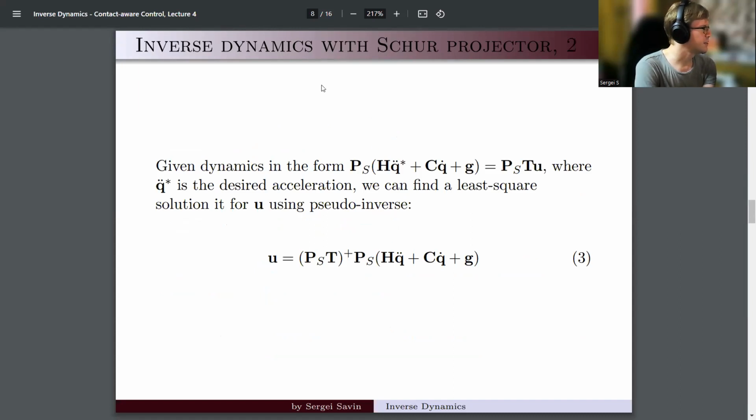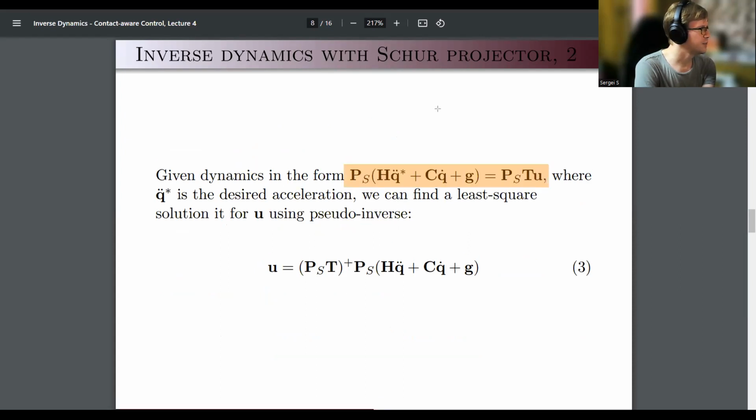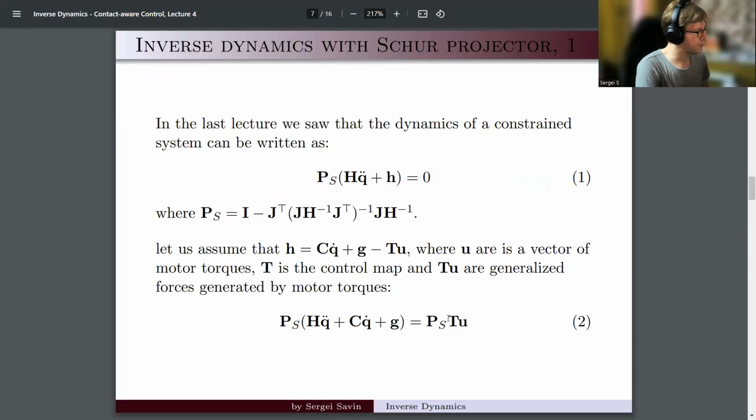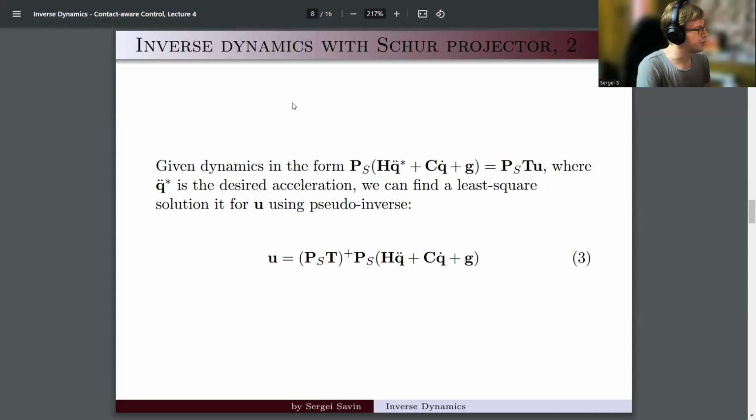Now let us consider this system. But notice what I do: I replace generalized accelerations with desired generalized accelerations. So what we had before, but now we have desired generalized accelerations here. Now, how do we solve this?